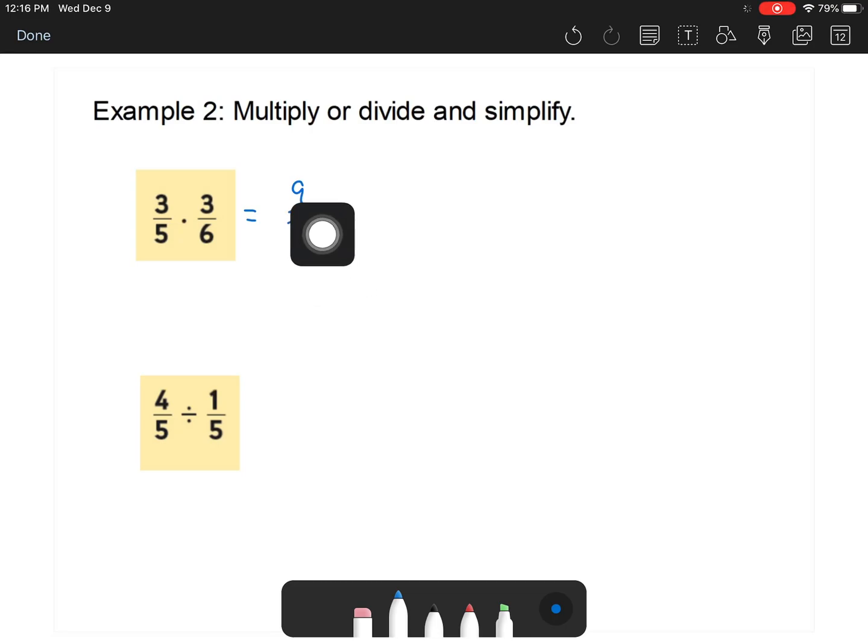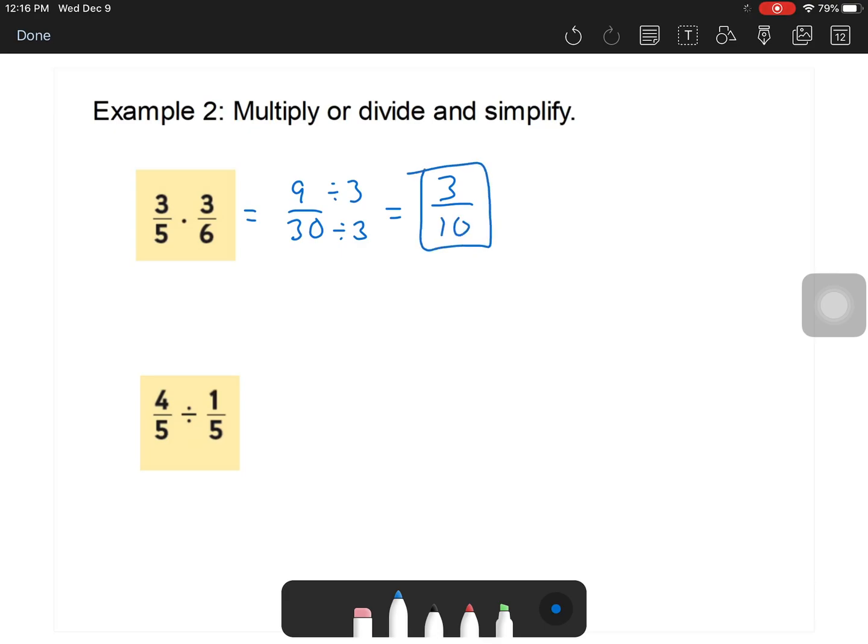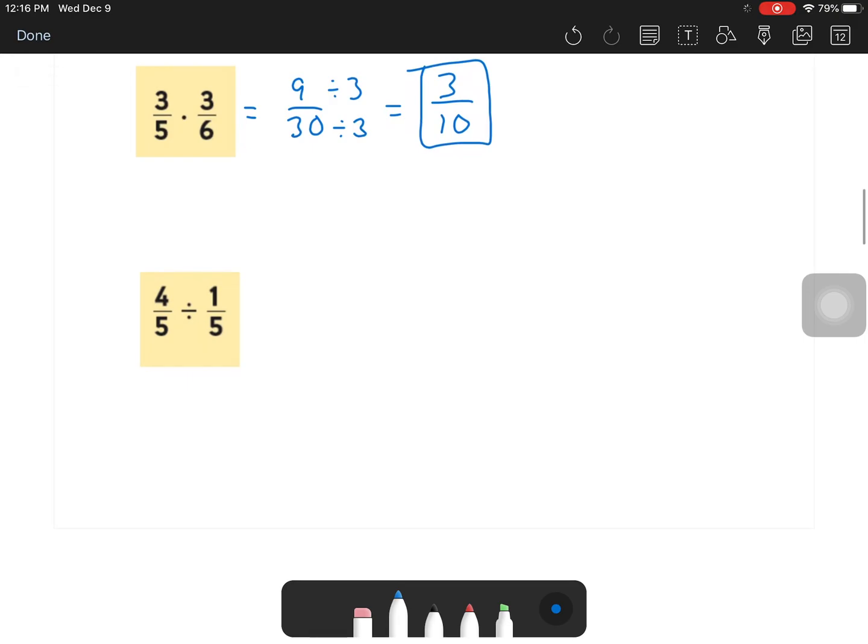And 30 doesn't divide by 9, so we can't go with that, but the other factors of 9 are 3 and 3. So 3 does go into 30, so let's use that. We're going to divide by 3. 9 divided by 3 is 3, and 30 divided by 3 is 10. So 3/10 is our simplified answer there.